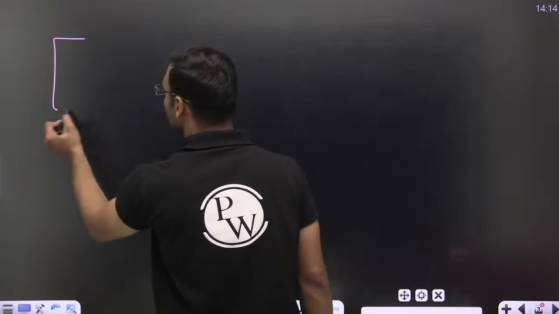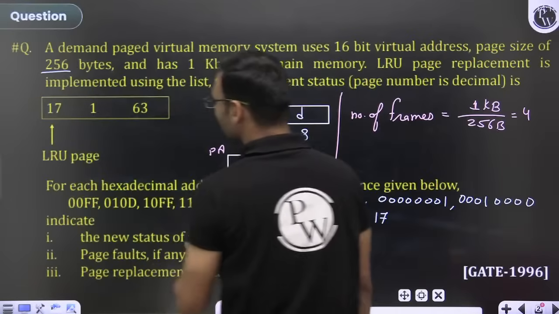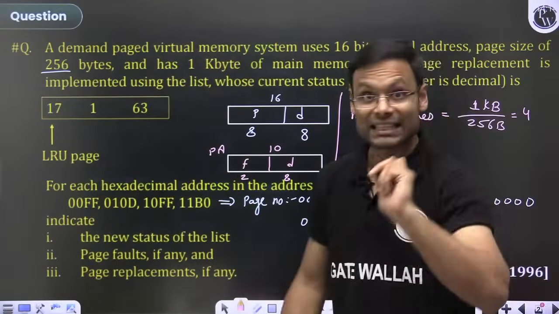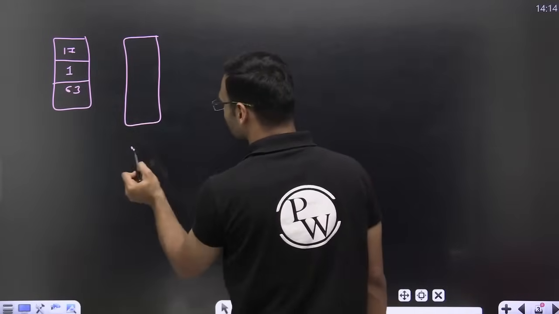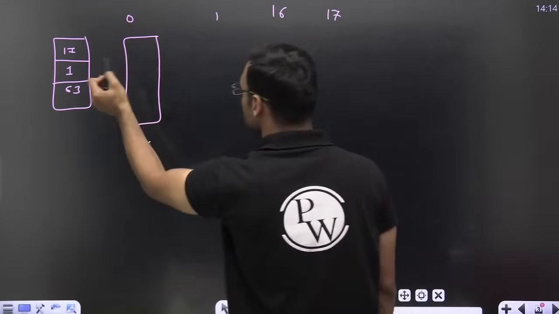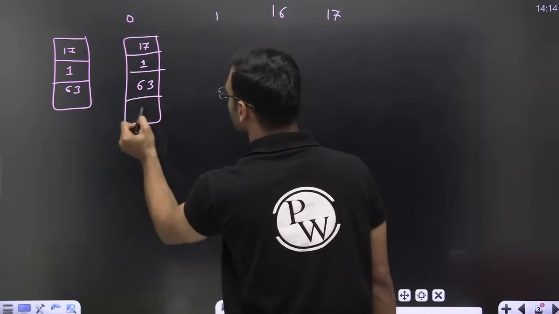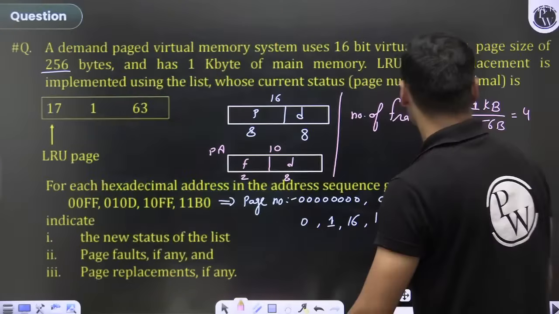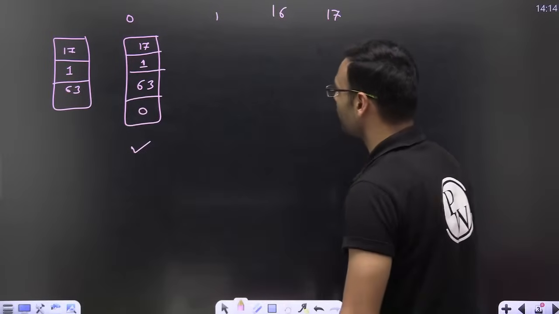My current status is 17, 1 and 63 are already there. When there is a request of page number 0 at first place, I'll have to bring it in. So page number 0, it's a page fault. Page number 0, 1, 16 and 17, that is the request. 0, it's a page fault. We bring 0 into the main memory with the page fault. Empty frame we have, yes. Total 4 frames were there, 3 pages are already available, 1 empty frame, done.